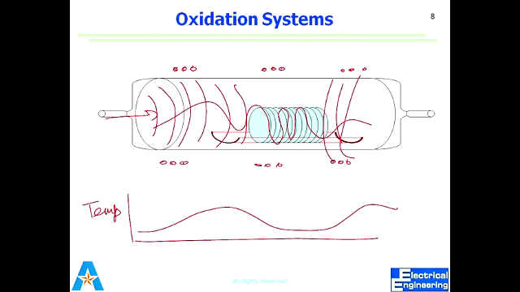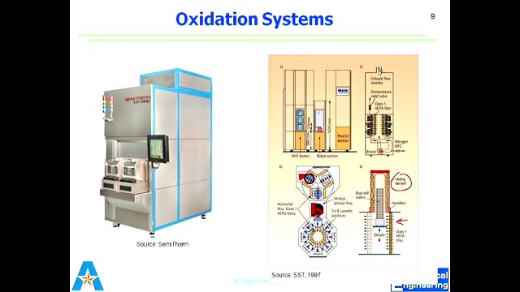This is showing you exactly the same horizontal furnace that we'll be using inside the clean room tomorrow, and you can see that the temperature distribution is not uniform across the wafer, because as I told you, it starts heating from one end to the other end, so the temperature is not uniform. That's why we won't have uniform thickness of oxide on the wafer, so you don't have a uniform profile. And this is the vertical oxidation furnace.